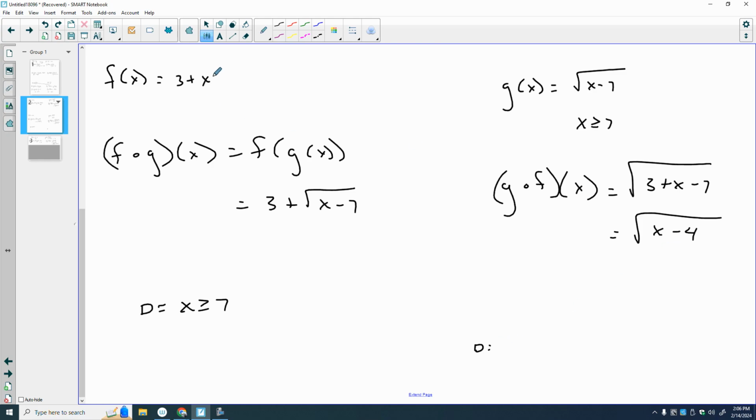Remember how we talked about the output of this has to make this work? I'm going to do it a little different. I'm going to do it a little easier way. Just look at this function. What is the domain of this? Well, x has to be greater than or equal to 4.